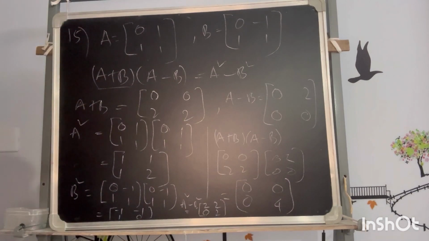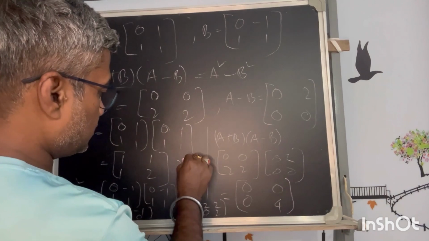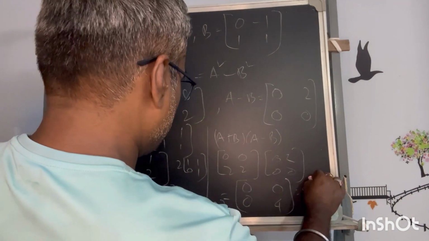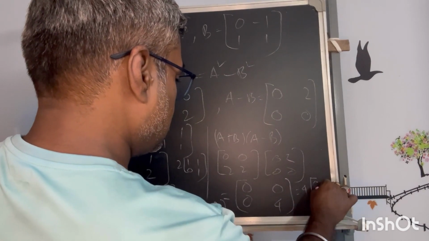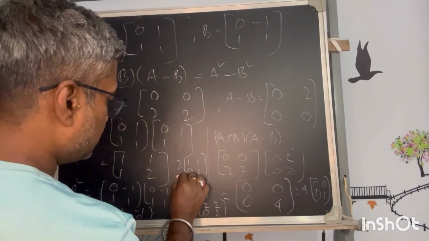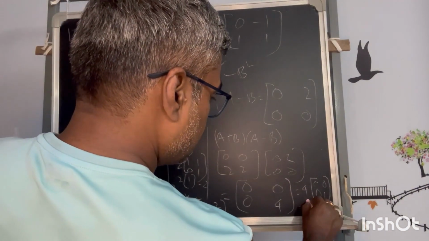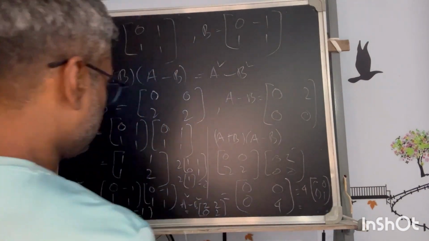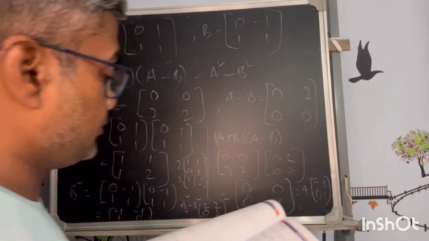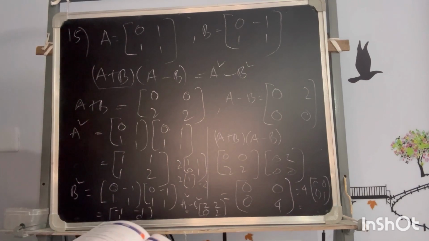So this is coming. Now if I take 2 common, this will become [1 1; 0 1], and if I take 4 common, this will become [0 0; 0 1]. So if I expand it, this will be 2 into 1 is 2, and this will become 0. So how is it same? It is not same. Let me check the result. Yeah, this is not equal.